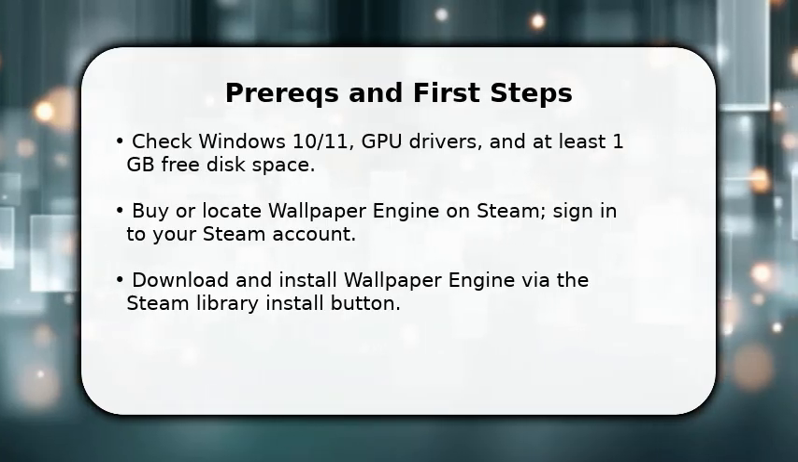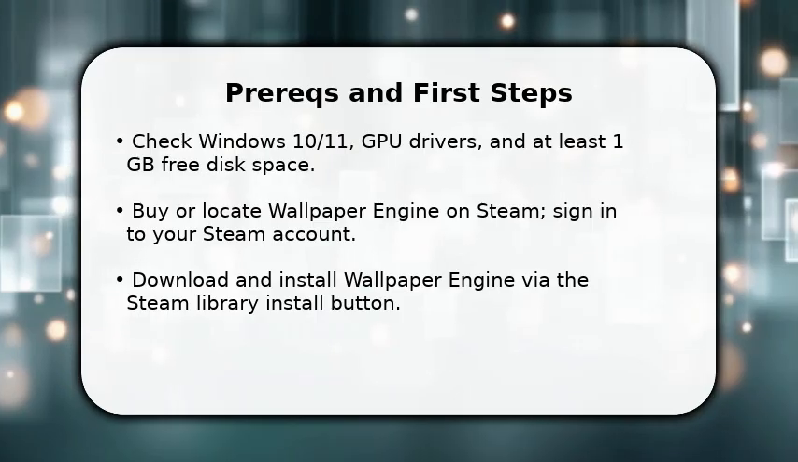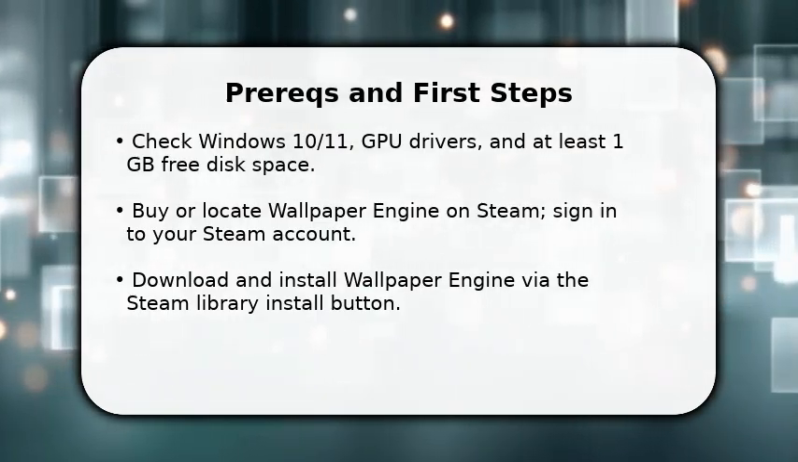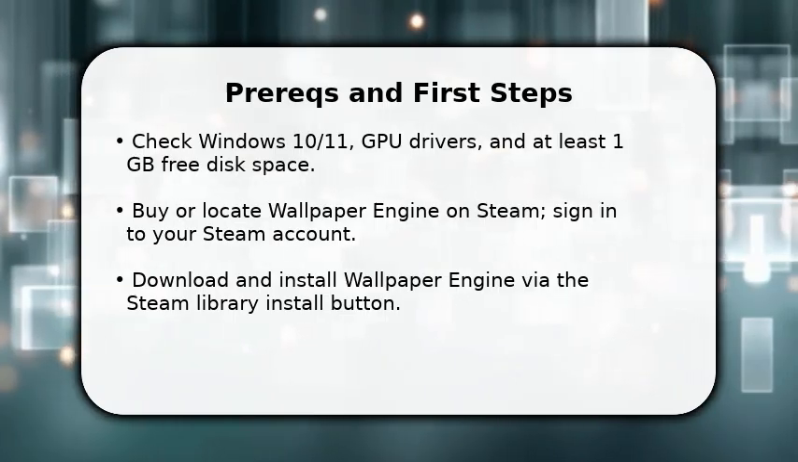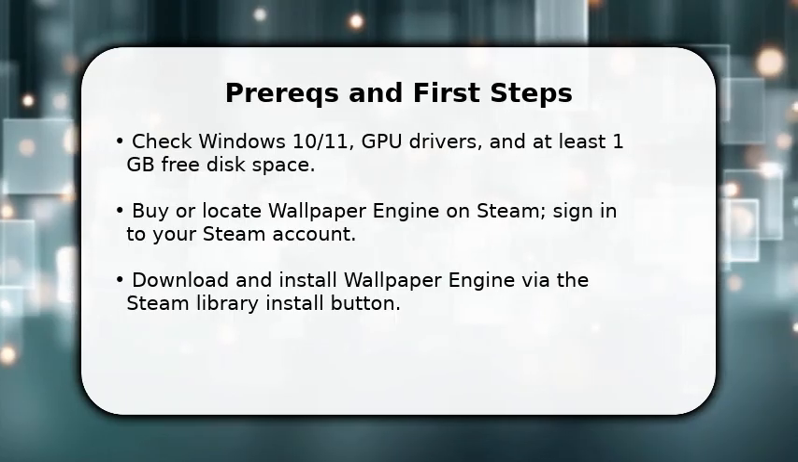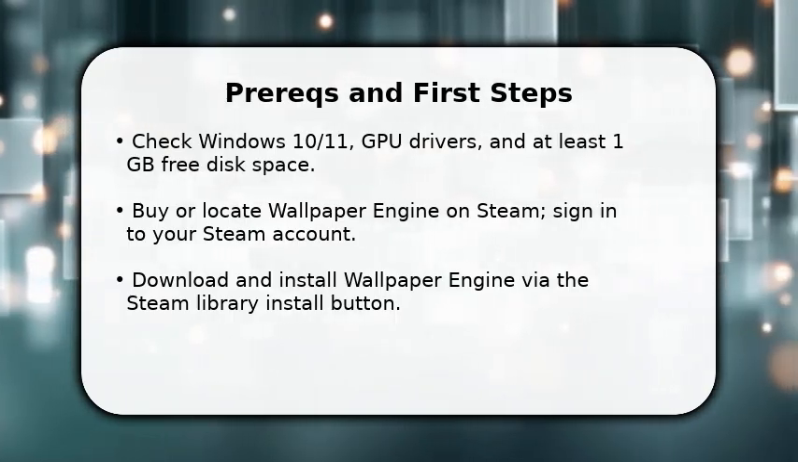You need minimal setup, a supported Windows PC, current GPU drivers, and Steam running. First, sign into Steam and locate Wallpaper Engine in the store or your library. Once found, click Install, pick the drive and folder, and start the download.